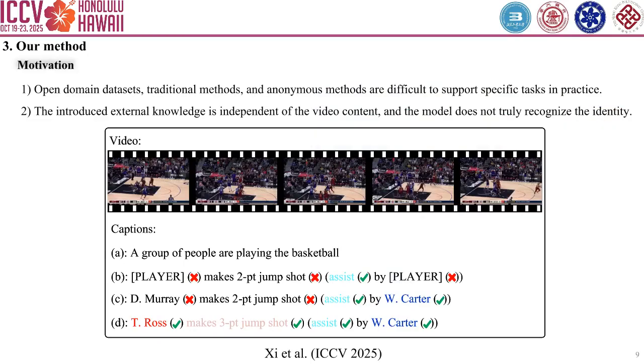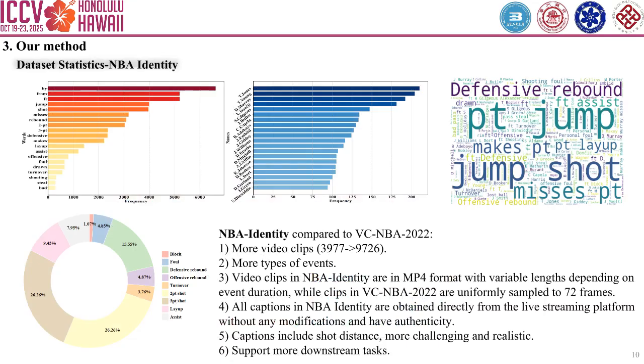Externally introduced knowledge is independent of video content. The model doesn't truly recognize player identities, but infers or guesses them through external knowledge. Thus, we need to develop visual recognition methods and construct a dataset library to support this task. Compared with the first version, VC-NBA 2022, our newly constructed dataset has the following improvements.